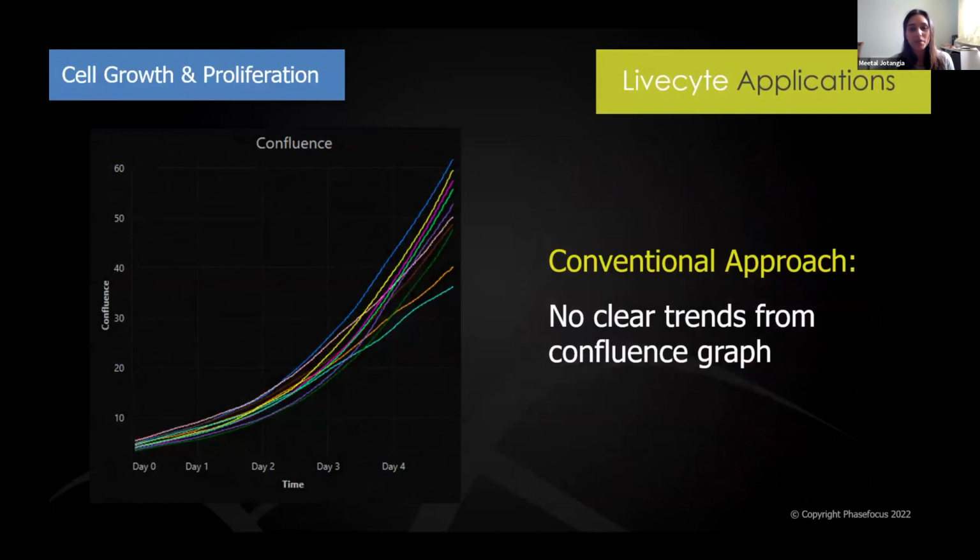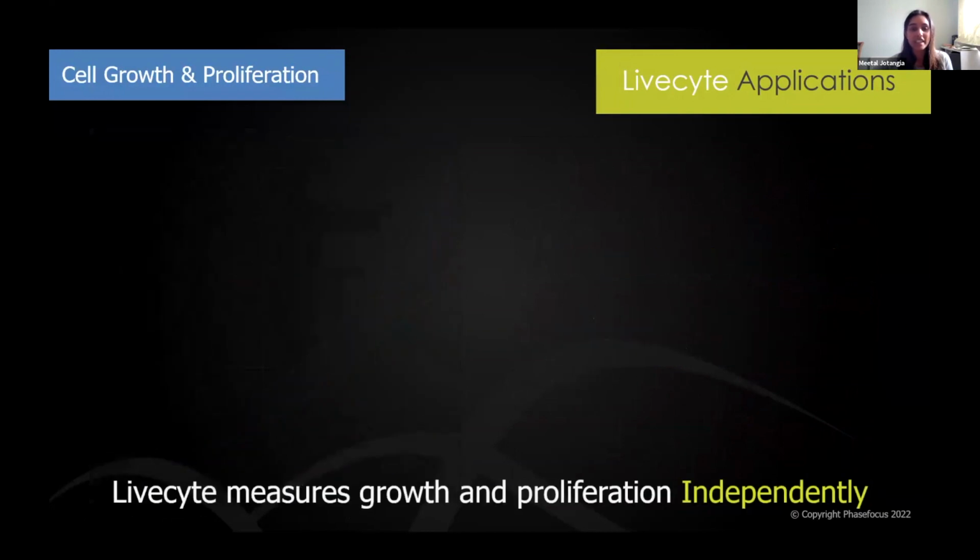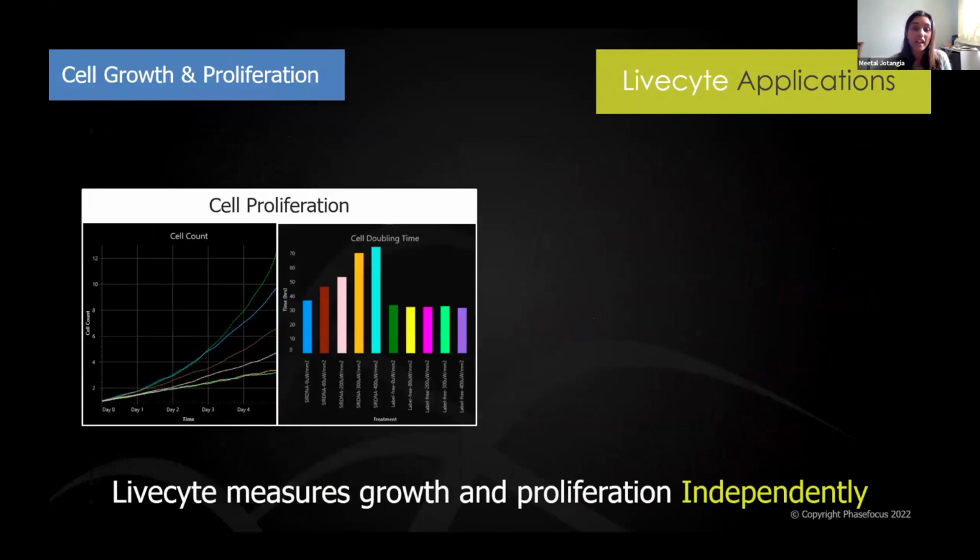So initially, because we were seeing changes in the proliferation and also the mass of the cells, we couldn't really see any clear trends from the confluence graph. There was just too much going on. What we really needed was to be able to measure the growth and the proliferation of the cells independently through looking at cell count and dry mass.